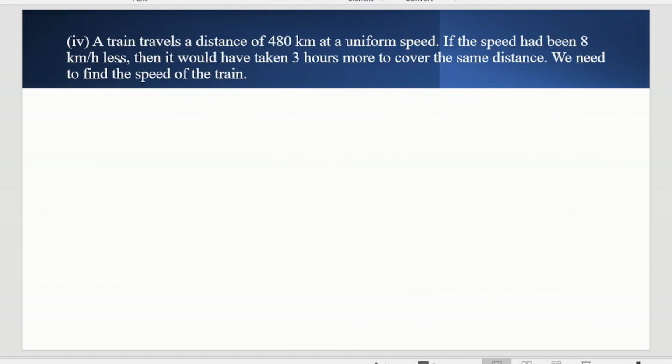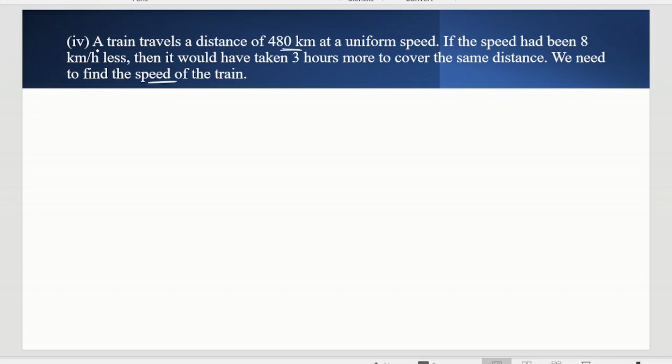Let us see the next question. A train travels a distance of 480 kilometers at a uniform speed. If the speed had been 8 kilometers per hour less, then it would have taken 3 hours more to reach the same distance. We need to find the speed of the train.